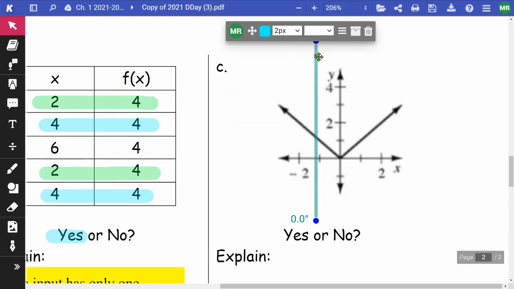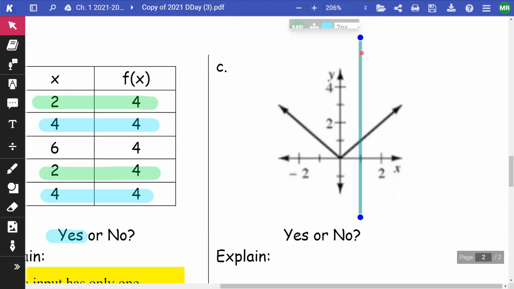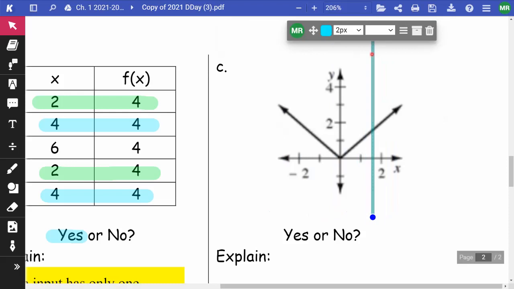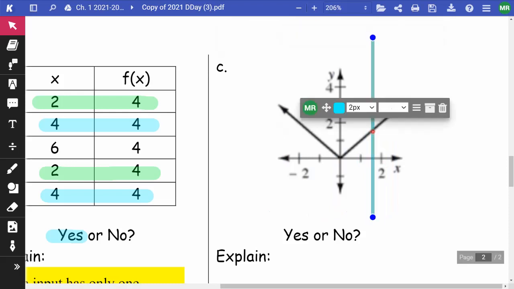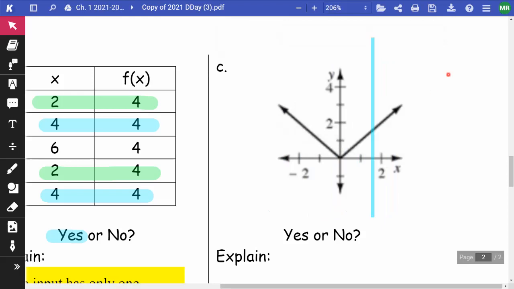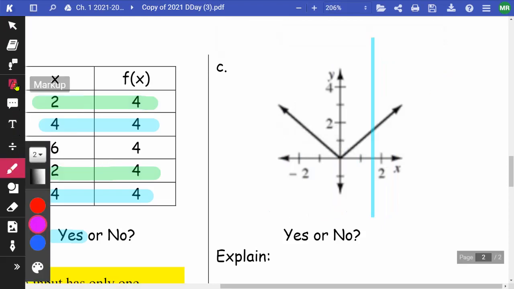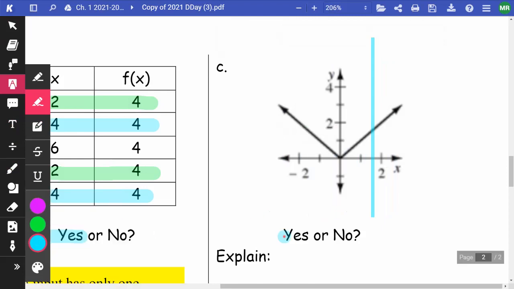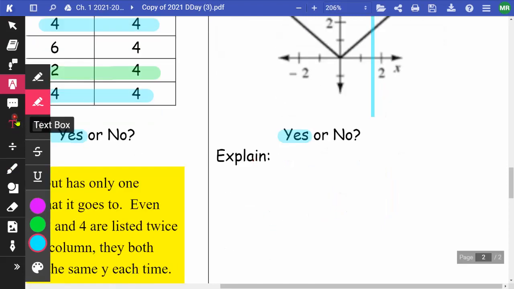Every time I'm moving it, each of these is a different x. Everywhere I move, if the vertical line only touches the graph at one spot, it is a function. So this is a function by the vertical line test, because everywhere that this vertical line goes, it touches the graph at one spot. And what does that mean? Each different x value has one y value. For example, here at one, we have one y value. And again, as I move this, I have one y value for this x value. So is this a function? Yes. And explanation?